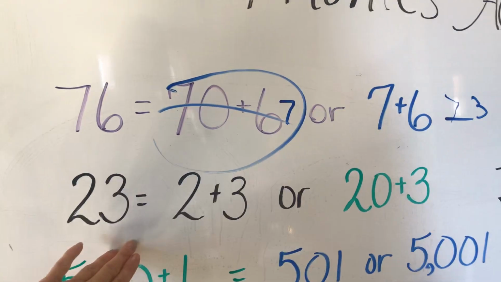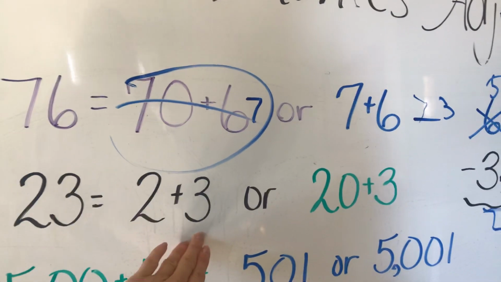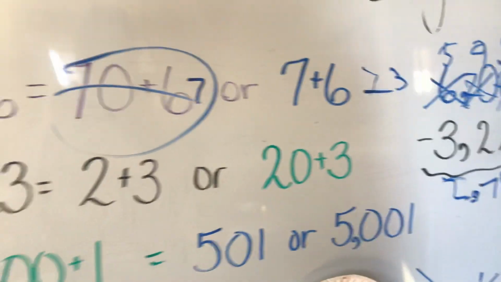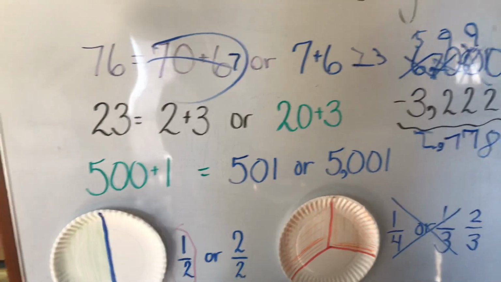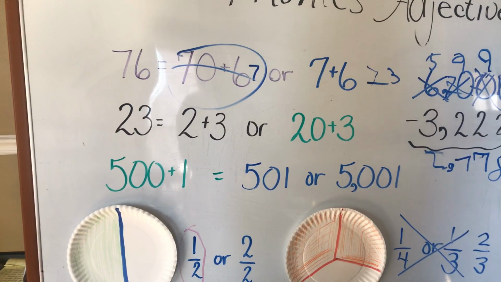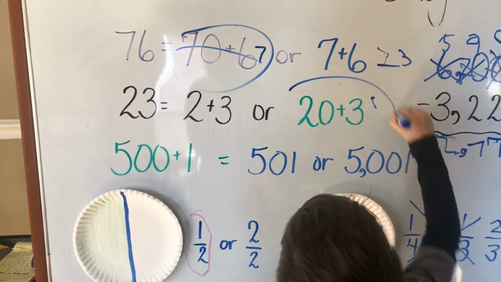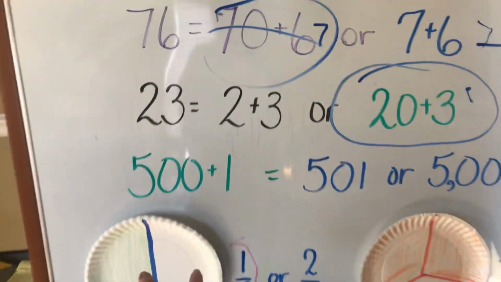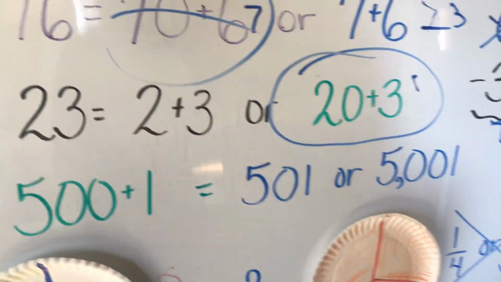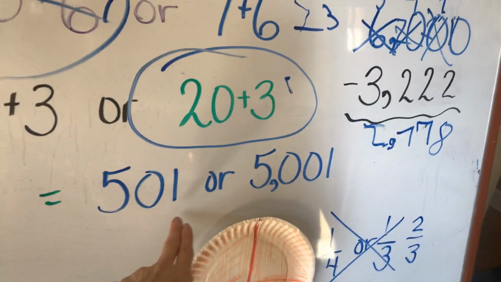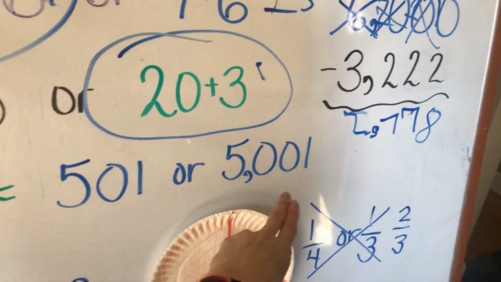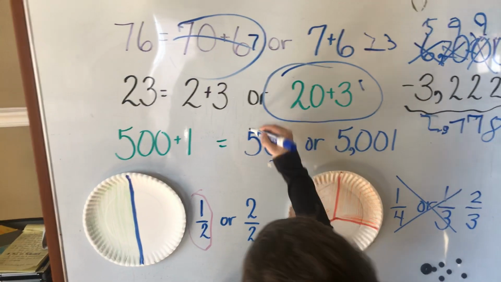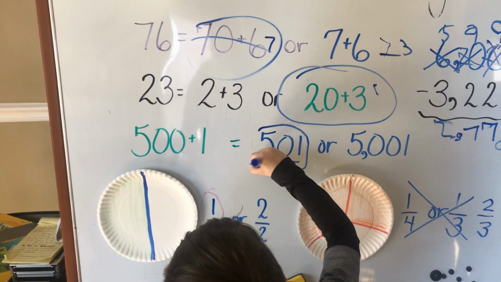We have 23. If I add 2 plus 3, will that give me the answer of 23? No. Or will 20 plus 3? Which one would you choose, class? Good job. 20 plus 3. Now this time they want to know what 500 plus 1 is. Is it 501 or is it 5001? Good. You should have chosen the first one, 501.